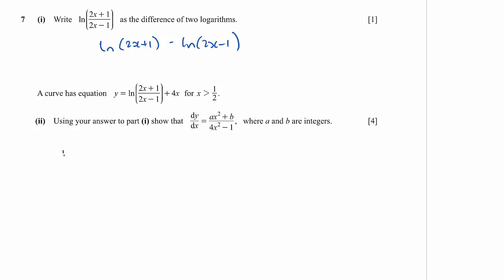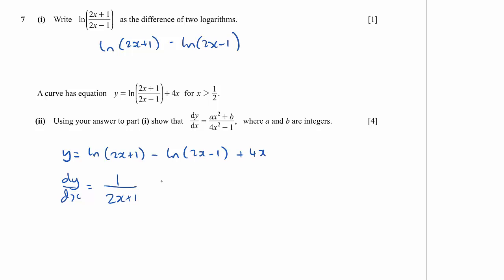Okay, so y is the natural log of 2x + 1, take away the natural log of 2x - 1, plus 4x. So dy/dx, now think about how log differentiates. It's going to be 1 over 2x + 1. But then using the chain rule, we have to multiply by the differential of the inside. Take away 1 over 2x - 1. But then once again, multiply by the differential of the inside. And then that's going to be plus 4.